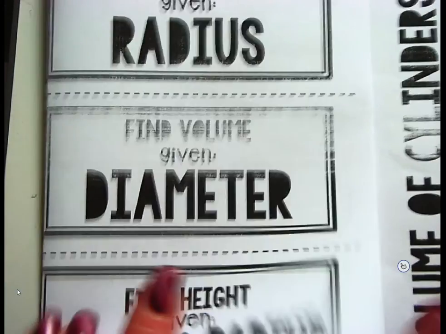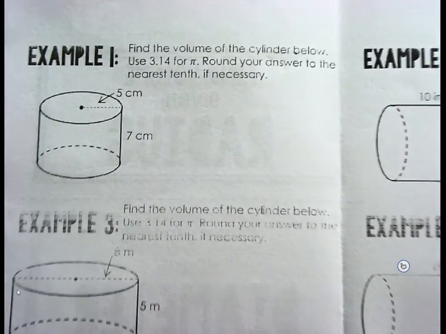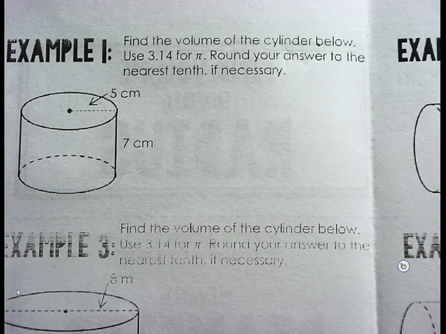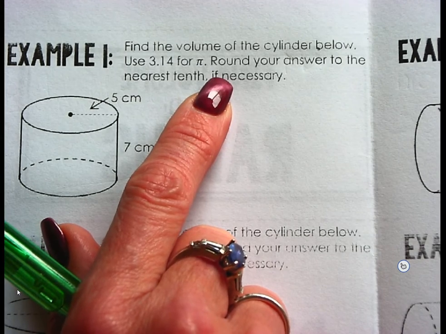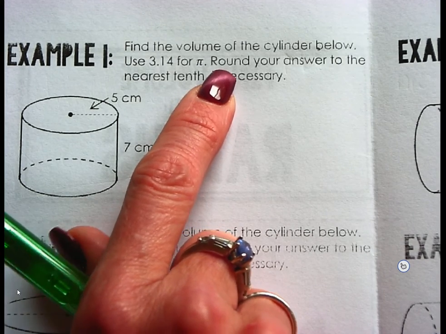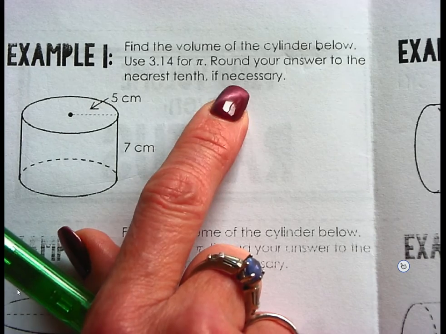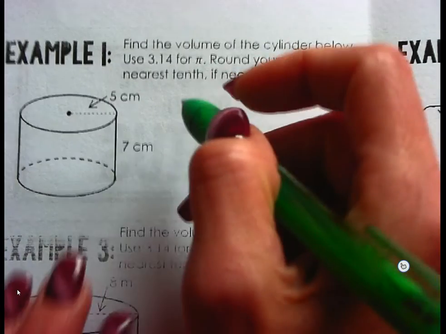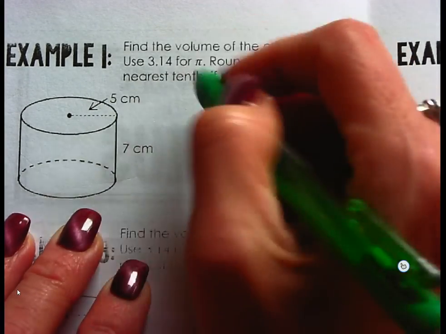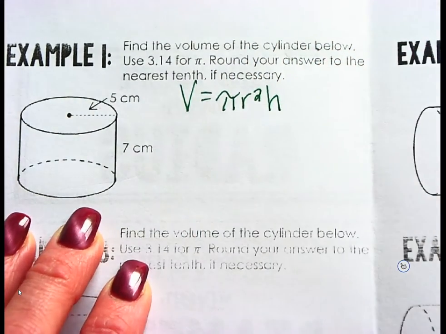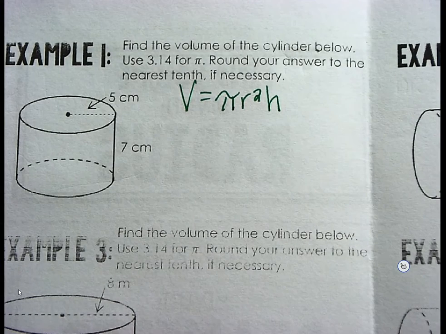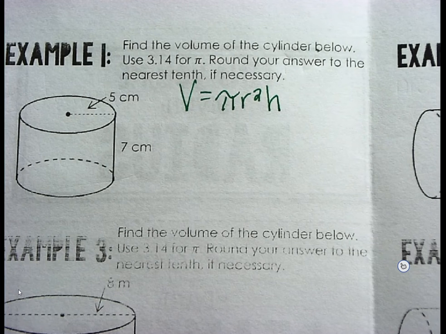So you can open up your foldable to the first problem. Example 1, we're finding the volume of a cylinder below. This prompts us to use 3.14 for pi. We are going to use a calculator on these, and we're going to show our steps. It also prompts us to round our answer to the nearest tenth if necessary. So we're always going to start with writing our formula just like we did with prisms: volume is equal to pi r squared times height. The very first step for every problem is you're going to write down the formula for cylinders.